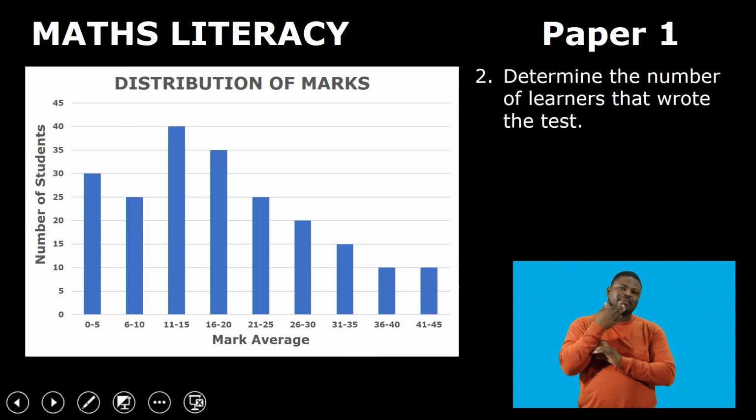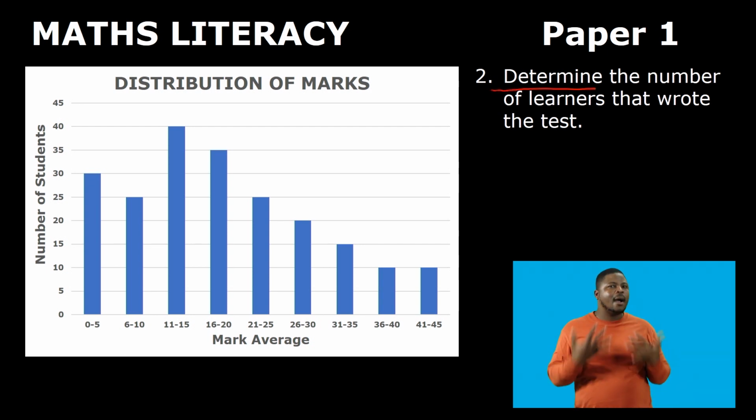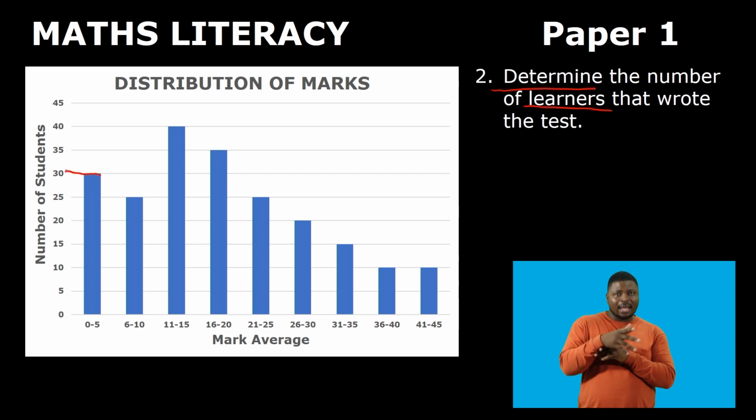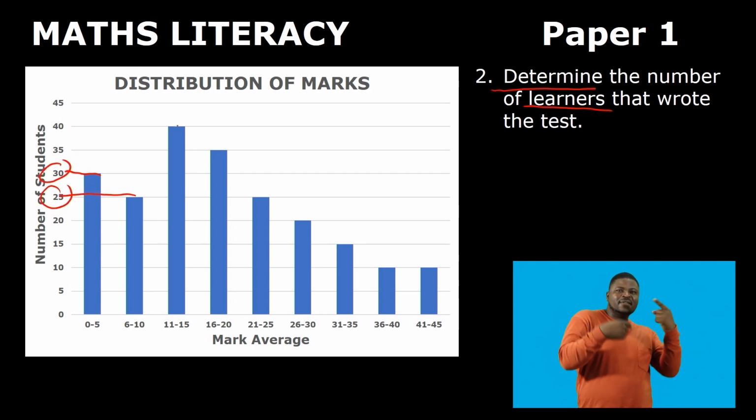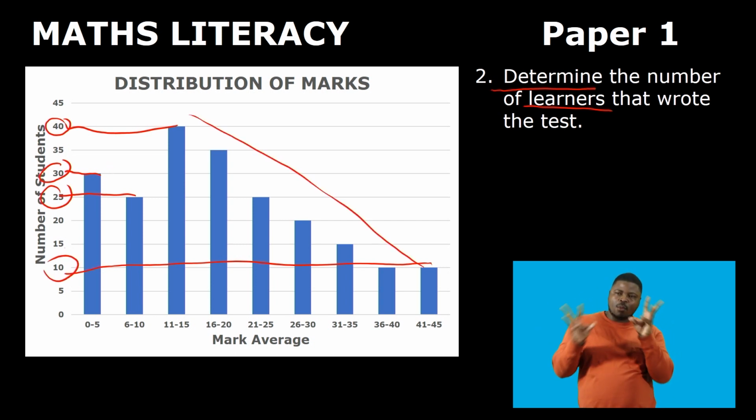Determine the number of learners that wrote the test. So now, to determine, we need to add up. What do we need to add up? The number of learners. So now you're going to read off each bar. That one is 30, that's 25, that's 40, until you get to the last one, it's 10, and then you add all of those up. That is what is expected of you.